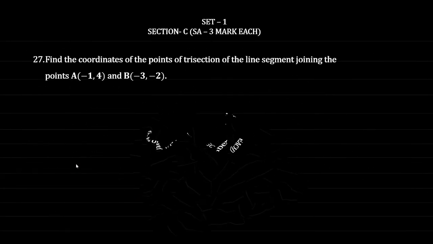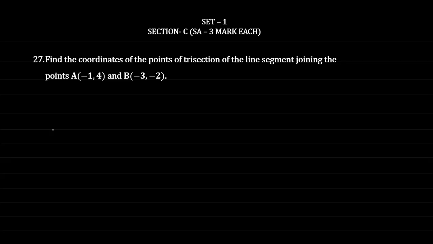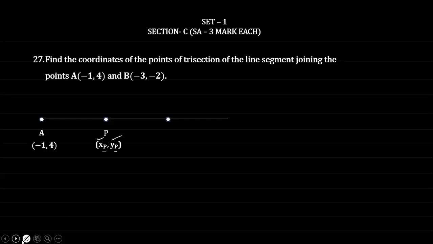Moving on to the next question. Yes, again, this is a very good question. Find the coordinates of the points of trisection of the line segment joining the points A and B. So, let me show you the diagram here. This is point A having the coordinates -1, 4. This is point P, having the coordinates xp, yp, just to distinguish that this is the x coordinate of P and this is the y coordinate of P. You can also take it as x1, y1, doesn't matter.